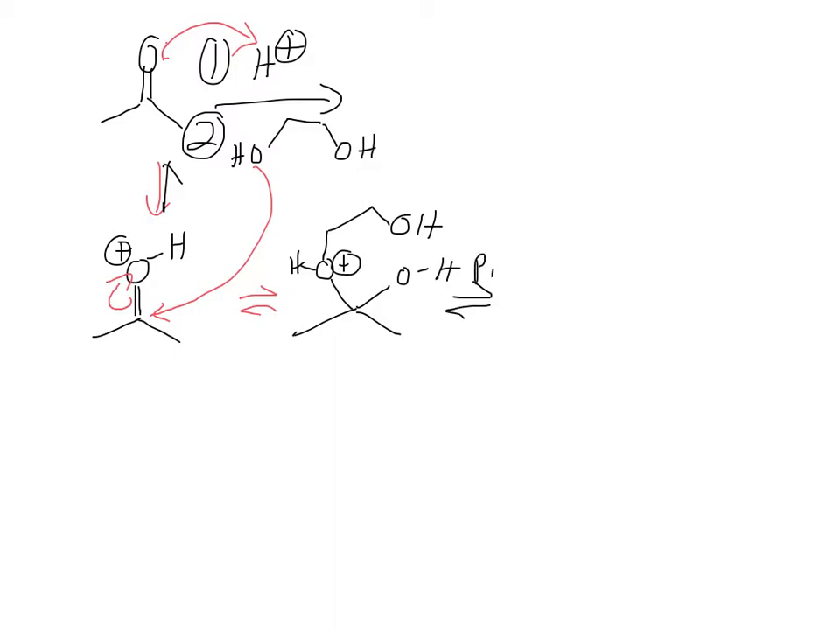A little proton transfer. Tetrahedral intermediate. What's my best leaving group? It's the thing I just added. So I want to do a proton transfer to get the hydrogen on this oxygen. Make sure we're always very careful about balancing our charges for these.